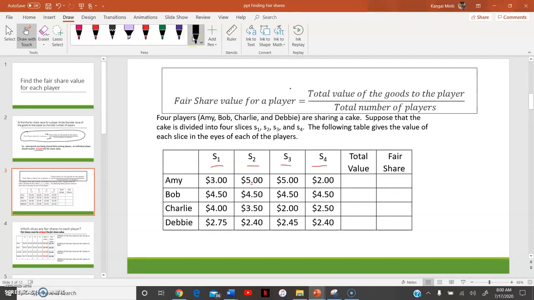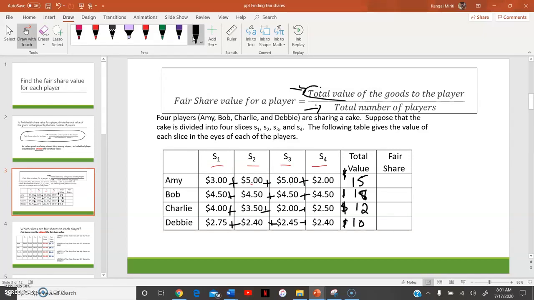Well, the formula says we have to find the total value of the goods to each player and divide by the total number of players. So let's first add up the value of all the slices of cake to Amy to see what the total value of these goods is. If you add up 3 plus 5 plus 5 plus 2, you'll get $15. Likewise for Bob, if we add up all these values, we'll get $18. For Charlie, we'll get $12. And for Debbie, we'll get $10.